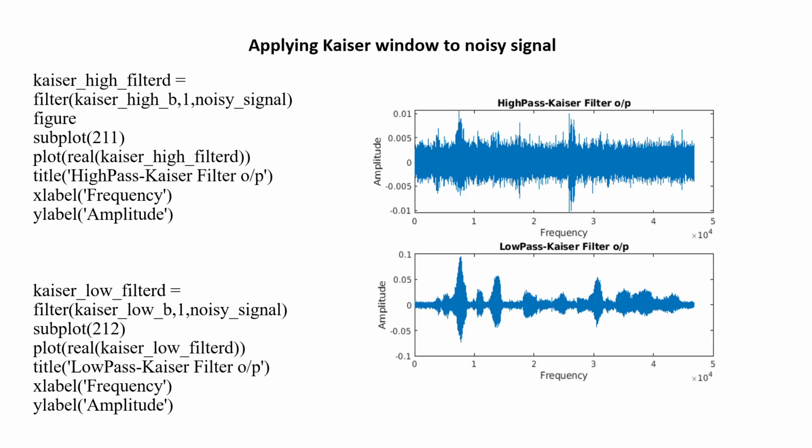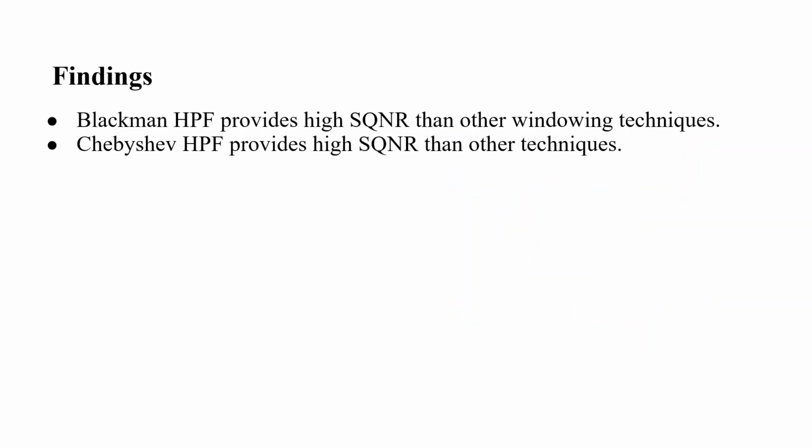From all these plots and techniques, we have concluded that in the FIR technique, the Blackman high pass filter provides a higher SQNR, that is signal to quantization noise ratio, than the other windowing techniques. And in IIR, the Chebyshev high pass filter provides a higher SQNR than the other techniques.